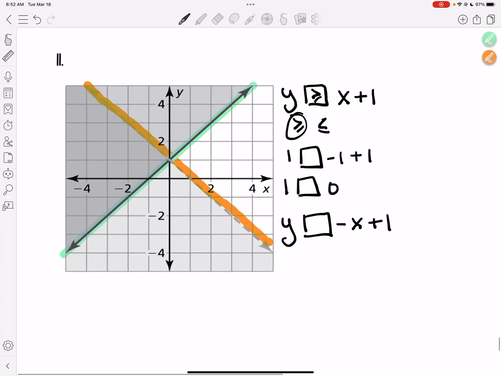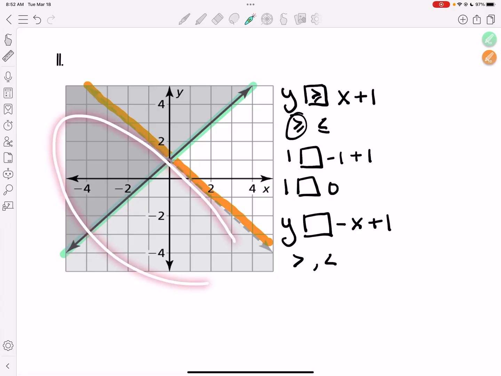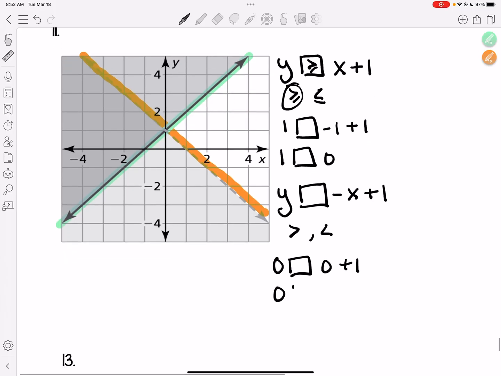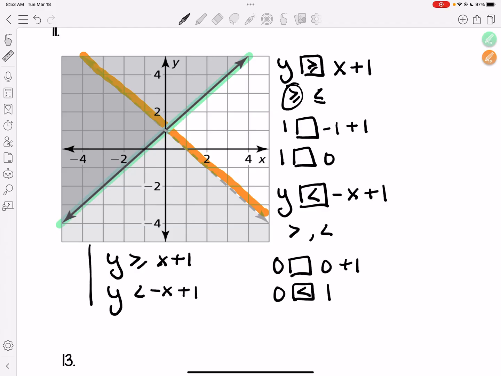I have two options. I have greater than or I have less than as an option. I'm going to pick any number in this highlighted section over here on the left, so I'm going to pick the point 0, 0. So I have 0, box, and then that would be 0 plus 1, which means I would have 0, box, 1, which for this to be true, I would have to say 0 is less than 1. So that's what I pick right here, meaning my system is y is greater than or equal to x plus 1, and y is less than negative x plus 1, like that.